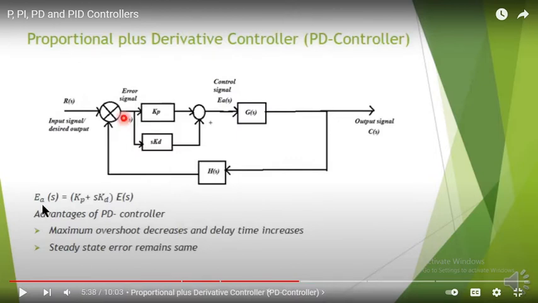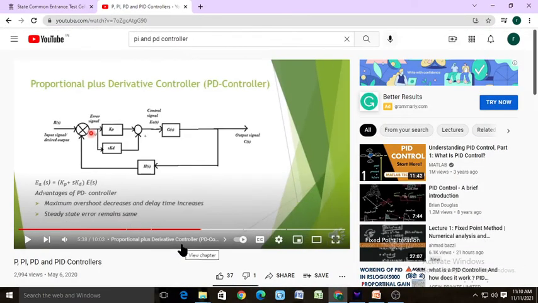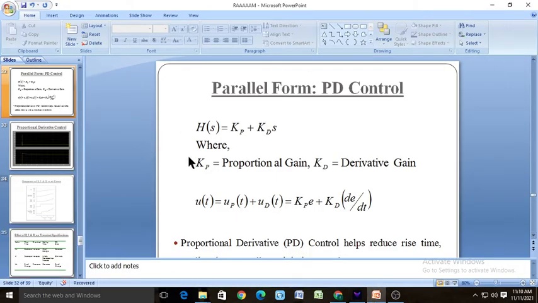Here you can see the transfer function of this P plus D controller is Kp plus Kd into S, times E of S. Advantages of this PD controller: the maximum overshoot decreases and the delay time increases. Steady state error remains the same. Here the transfer function H of s equals Kp plus Kd into S, where Kp is the proportional gain and Kd is the derivative gain.